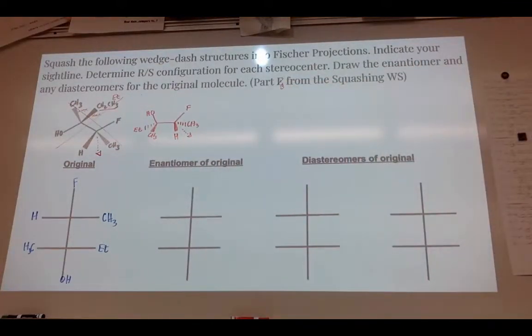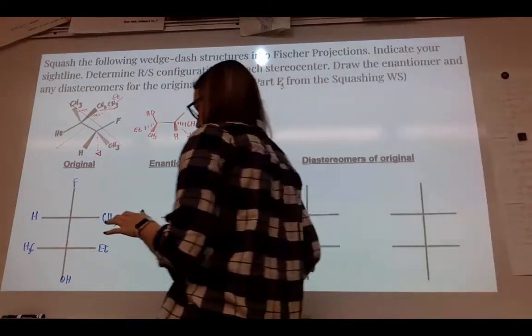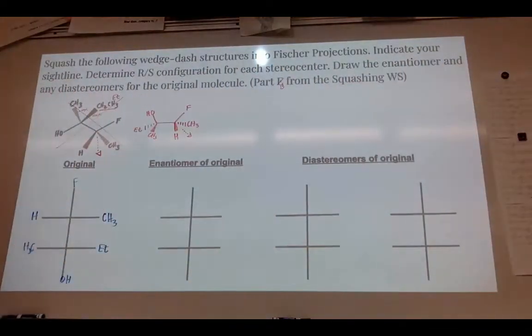Now, before we draw the enantiomer and the diastereomers, let's look at the R and S. All right, so let's look at the R and S configuration for each stereocenter. So this carbon and this carbon. So R and S, we have to designate priority. So we have fluorine, carbon, carbon, and hydrogen.